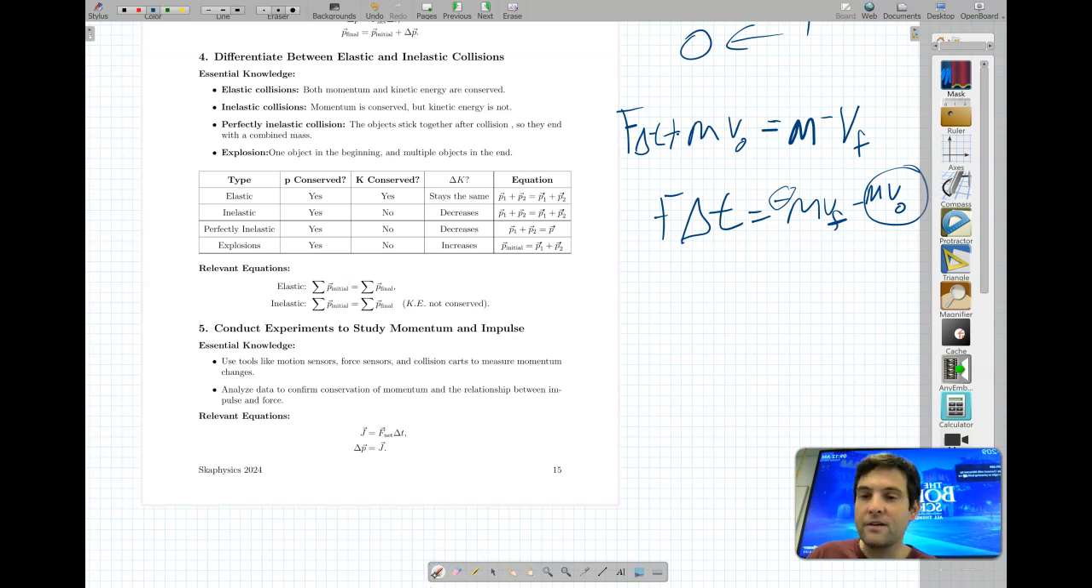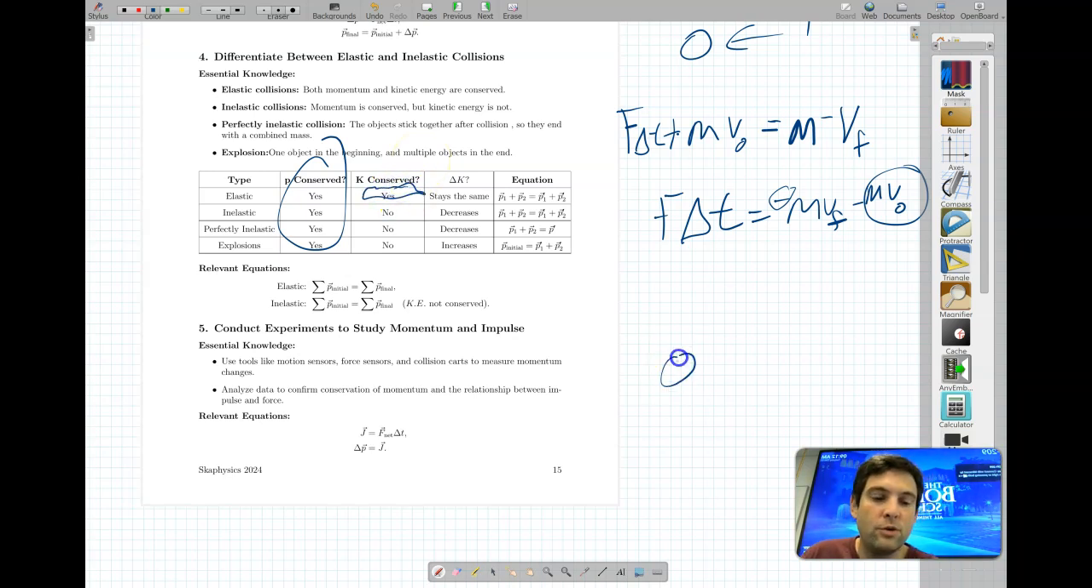We have our 4 different types of collisions: elastic, inelastic, perfectly inelastic, and the explosions. Just kind of memorize this chart. Momentum is always conserved. Kinetic energy is not always conserved. It's only conserved in an elastic collision.